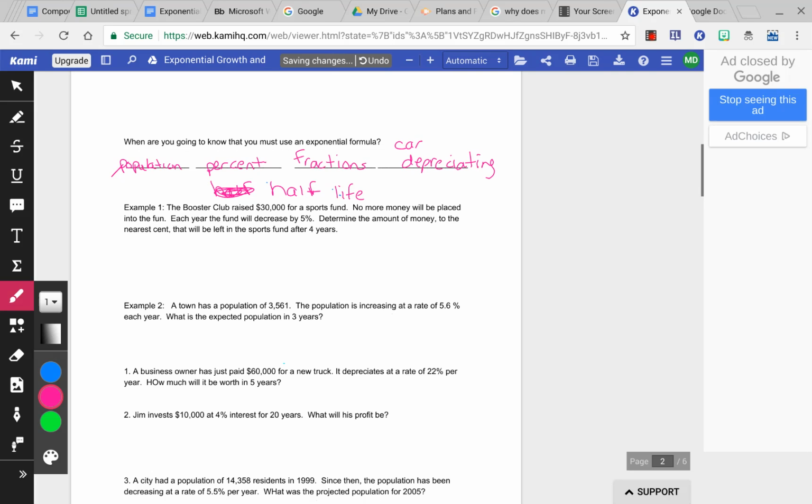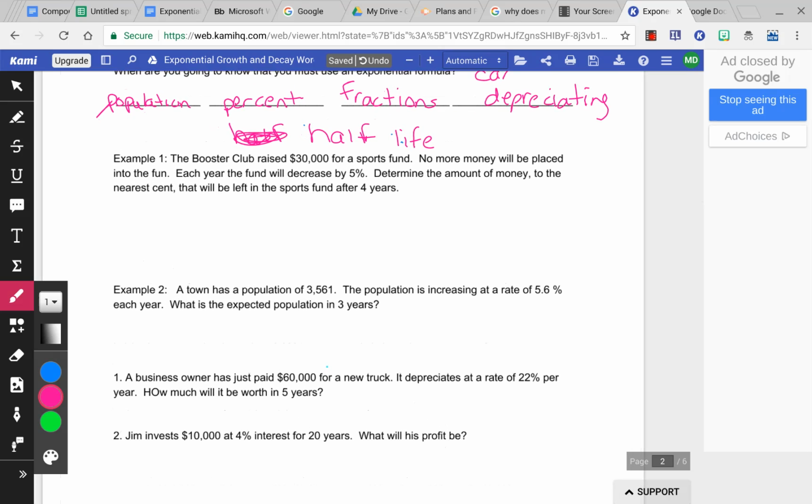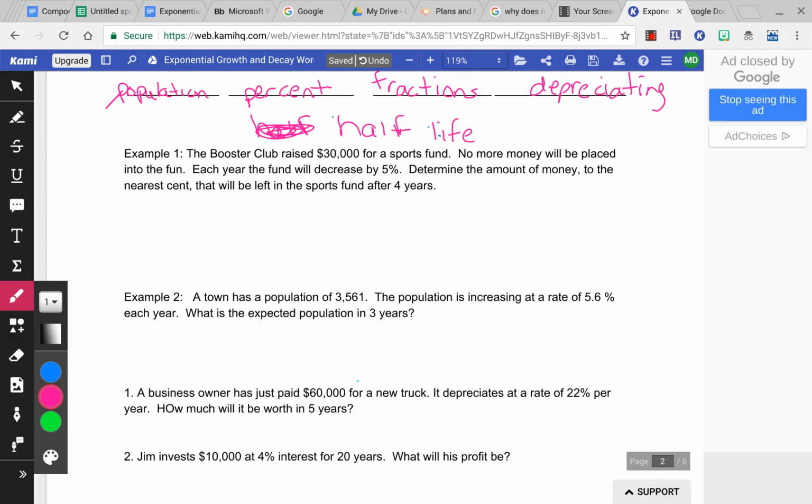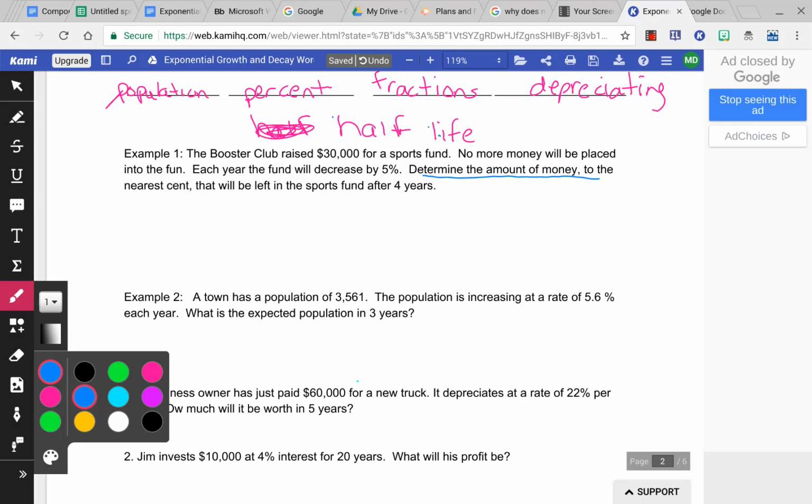So what we're going to do is we're always going to follow Q-tips on this. We're going to start out and make sure to read and underline the question. So it says determine the amount of money to the nearest cent that will be left in the sports fund after 4 years. Then once we underline the question, we're going to circle all the numbers. We're going to make sure to find any plan words that we need. So this 30,000 is my initial amount. It is A. No more money will be placed into the fund. Each year it decreases. So that means it loses. That means it's going to be a minus, okay?